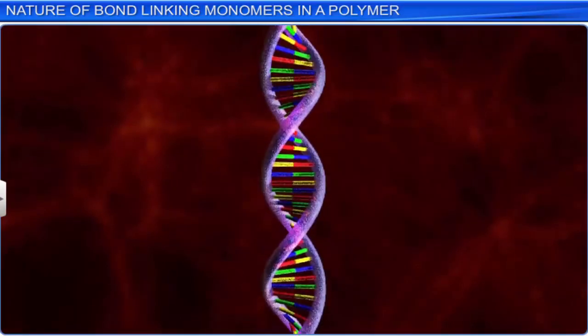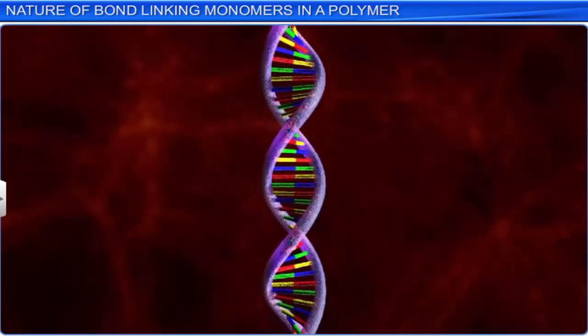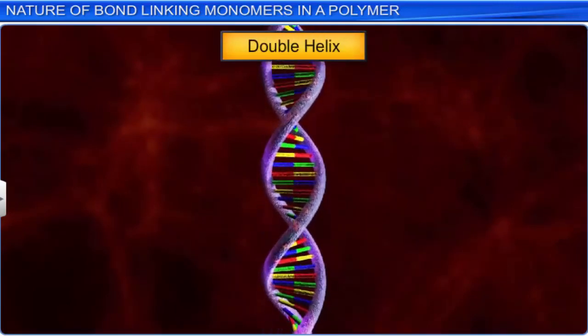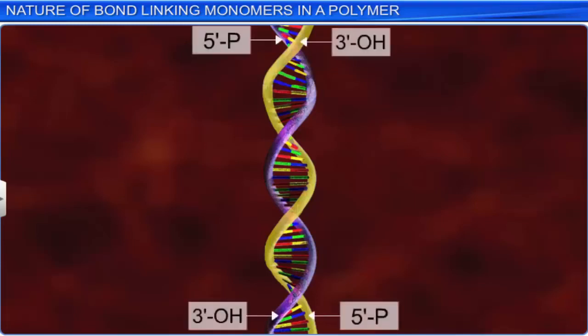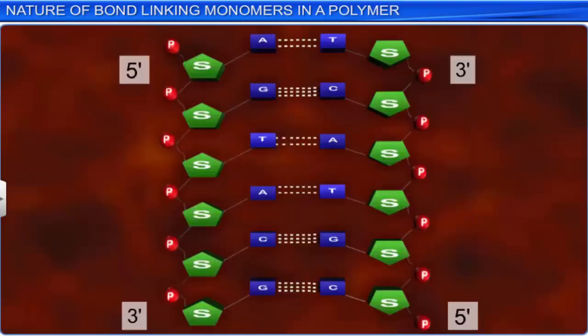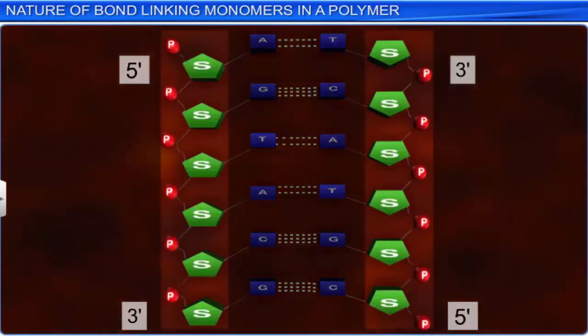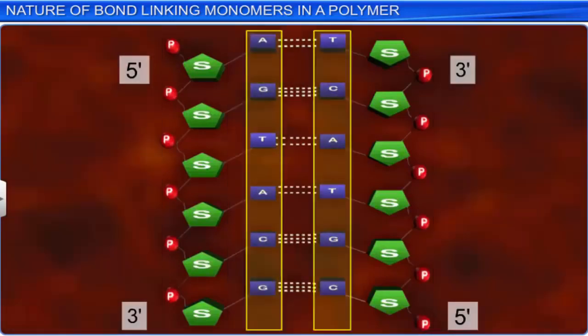Some of the features of B DNA are that it exists as a double helix. Two strands of polynucleotides run in opposite directions. In other words, they are antiparallel. That is, one strand runs in 3' to 5' and the other strand runs in 5' to 3' directions. The backbone of DNA is formed by a sugar-phosphate-sugar chain. The nitrogen bases face inside and are almost perpendicular to the backbone.